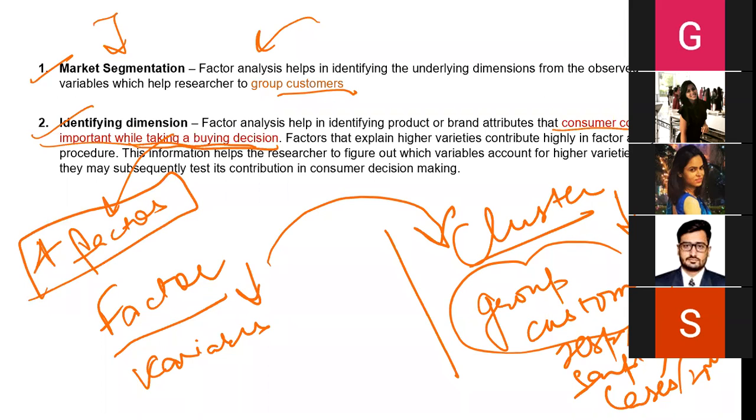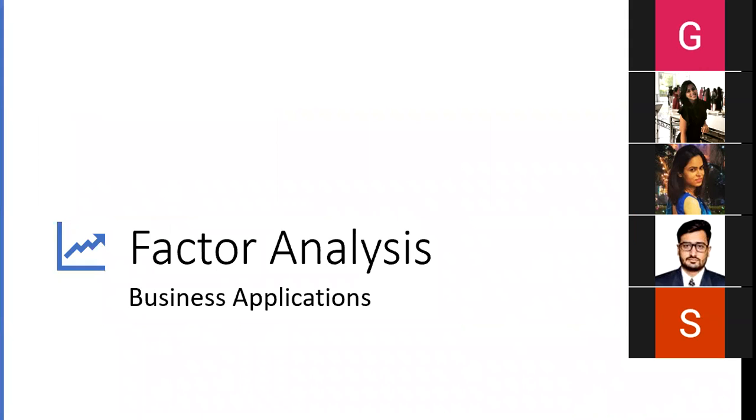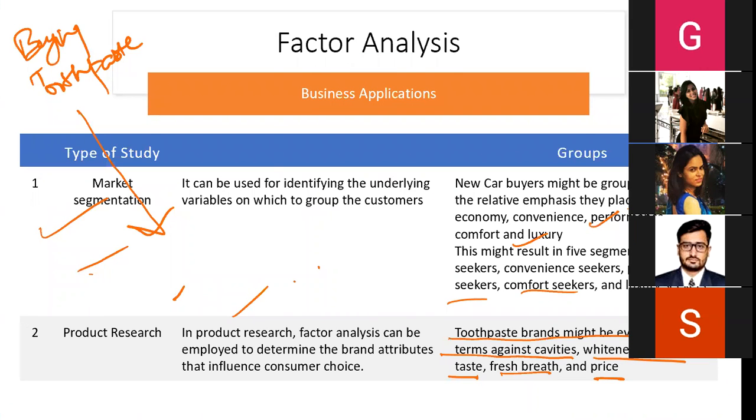Okay, after that we discussed some business applications. Where can we use factor analysis? Like market segmentation. So economy, convenience, performance, comfort, and luxury are some factors. Based on this, we can group customers and come up with 5 segments like economy seekers, convenience seekers, and all these. In product research also, say a new toothpaste brand is launching a product, and they want to know on which factors customers evaluate a toothpaste brand. What is it that they look for when they are buying a toothpaste brand? So it's cavities, whiteness, fresh breath, price, taste. These are very important parameters.